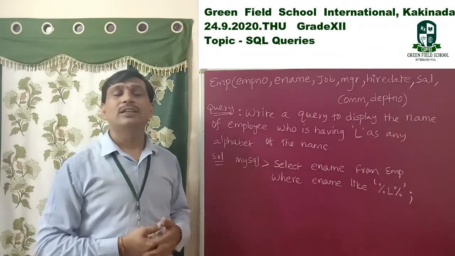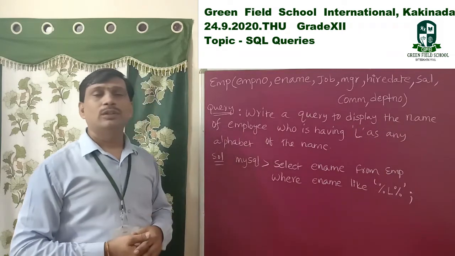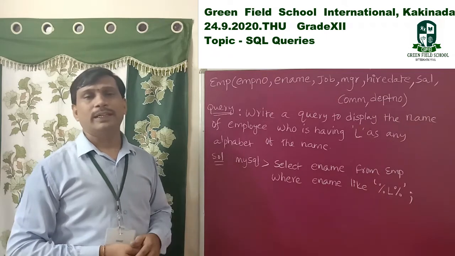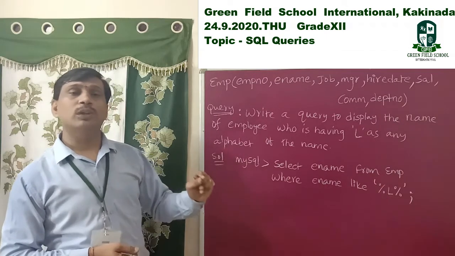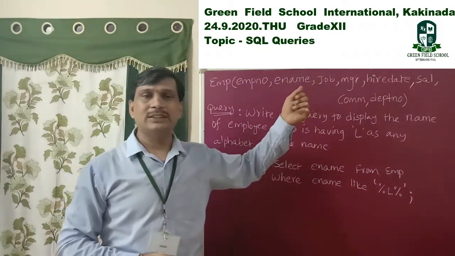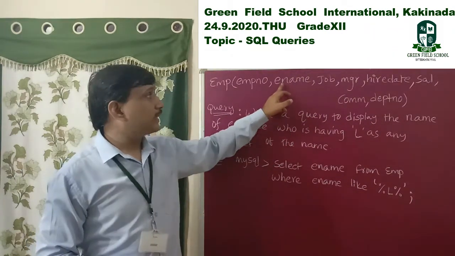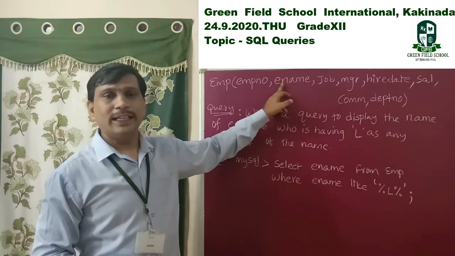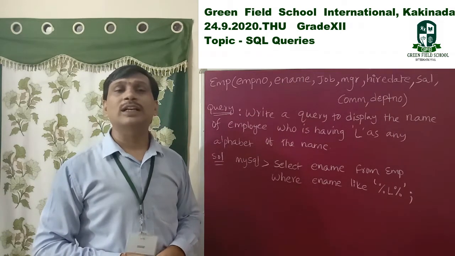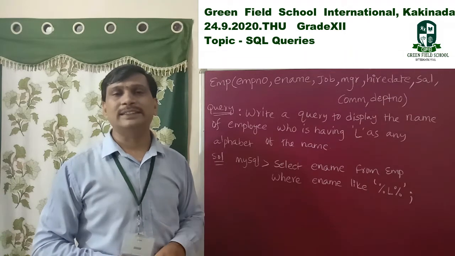So we write queries like this by using the LIKE operator. LIKE is best suited for employee names and character data. The LIKE operator can be used with percentage and underscore, which are called wildcard characters.